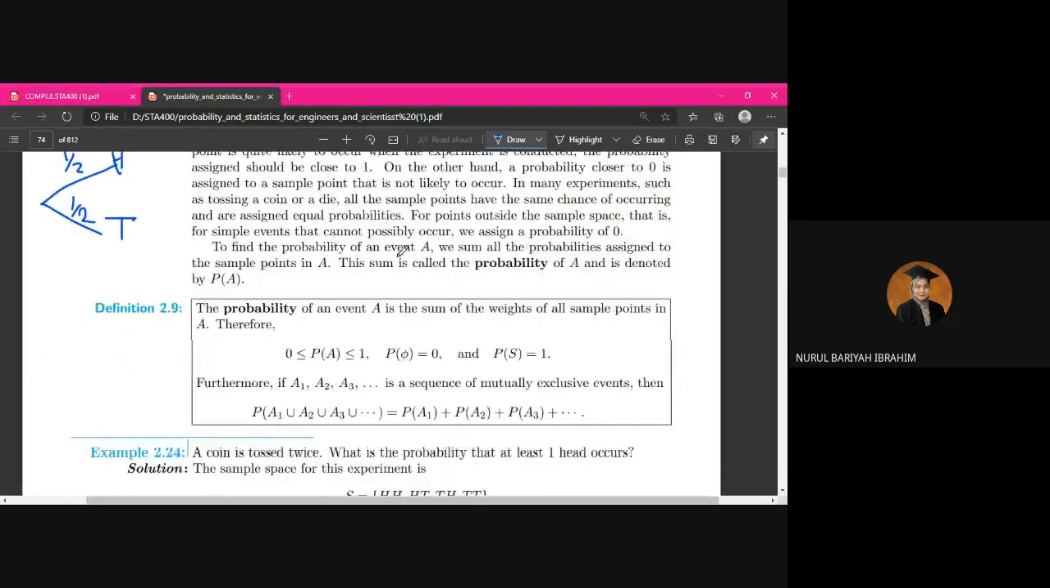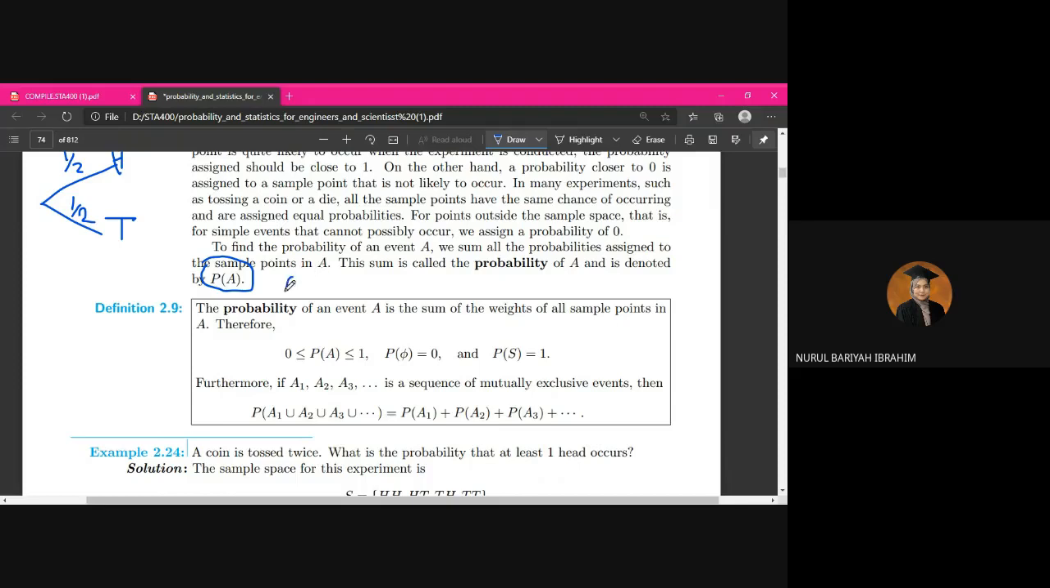To find the probability of event A, we sum all the probabilities assigned to sample point in A. This sum is called the probability of A. Notationnya adalah P(A). Kalau kita ada event A, nak cari probability of event A, notationnya adalah P(A). If we have event B, kita nak cari probability of that event B will be P(B).